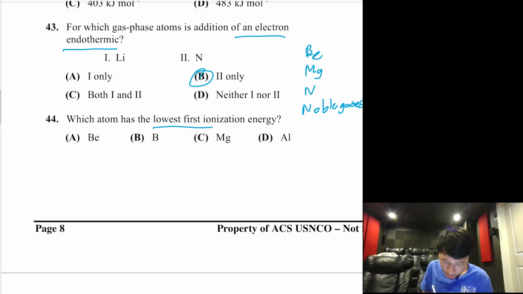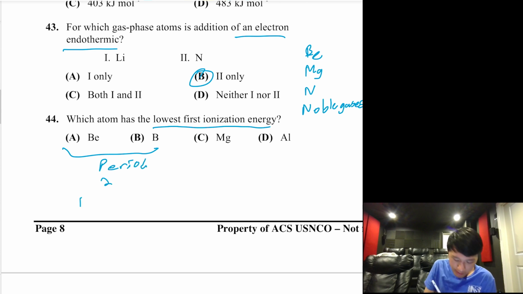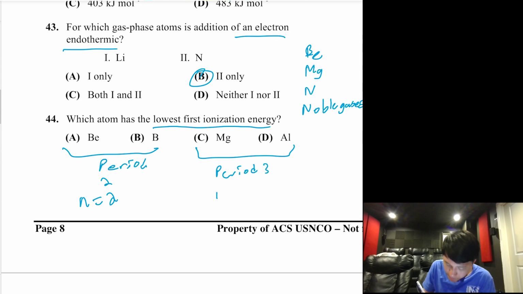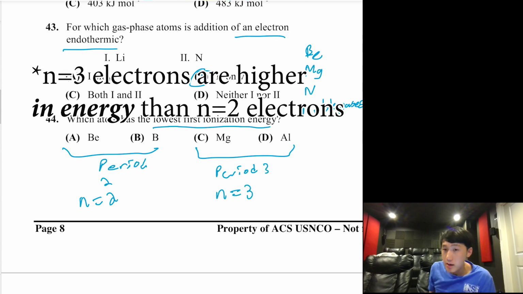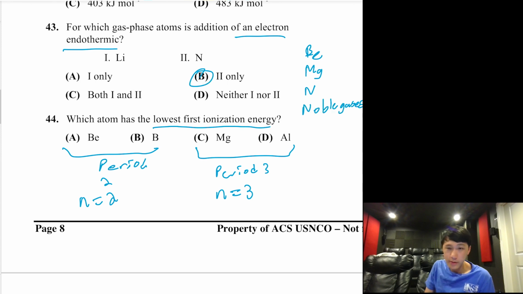Problem 44. Which atom has the lowest first ionization energy? So between these options, we know that beryllium and boron are in period 2. Because they're in period 2, their highest energy electrons are in n equals 2. Magnesium and aluminum are period 3, so their highest energy electrons are in n equals 3. N equals 3 electrons are higher than 2 because they are further away from the nucleus. So we expect that the ionization energies for magnesium and aluminum are going to be lower than that for beryllium and boron. So it's not going to be A or B.